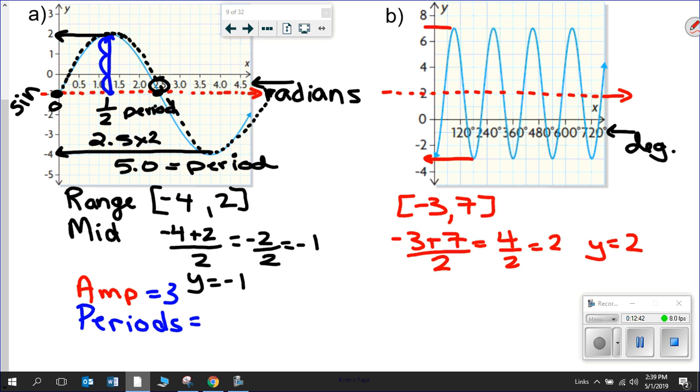Amplitude goes from the midline. So if I go from the midline up, I'm at 2. I go all the way up there. So 2, 3, 4, 5, 6, 7. I moved up. My amplitude is 5.